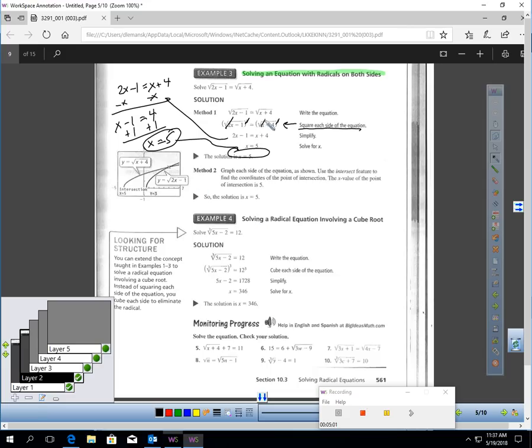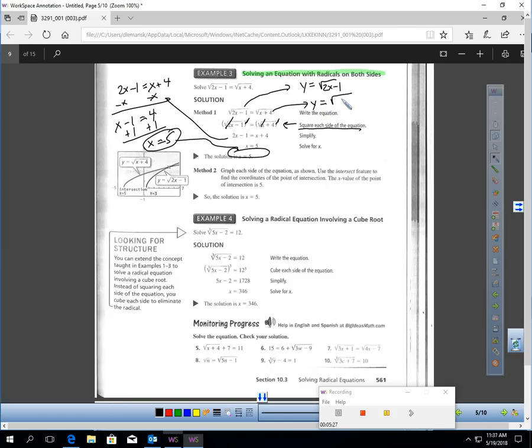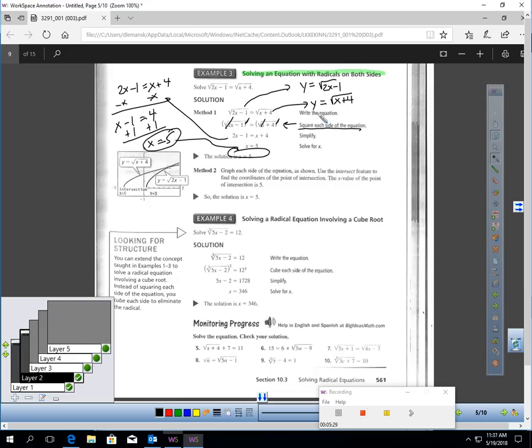There is another way you could solve this without work. You could use your graphing calculator and the intersect feature to solve these. The only problem with that is it's not a work method. On my quizzes, I will definitely ask to see the work, but just to review, this is what you'd do. You'd make y equal to radical 2x minus 1, and then you'd make y equal to radical x plus 4. You'd type that into your calculator, hit graph, and use the intersect feature, and you would be able to find the answer.